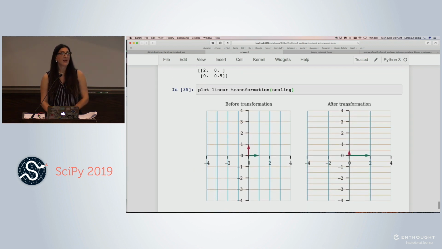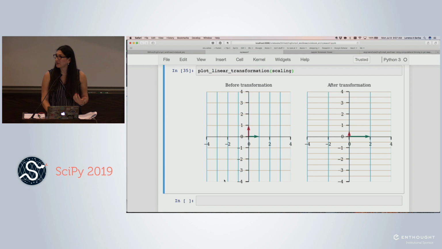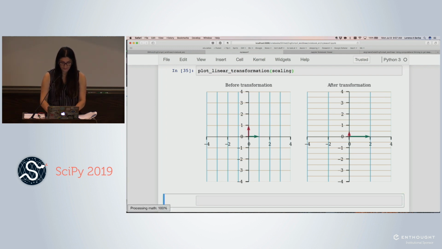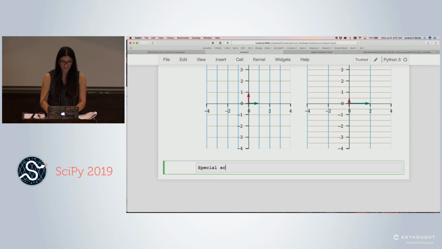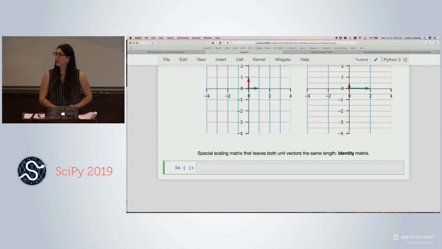And you can see that the i and j vectors only got scaled, and the vertical lines remain vertical, horizontal lines remain horizontal, but everything got stretched in one direction. Now, a special scaling matrix leaves both vectors in the same space, with the same length. That's a special one, and that's called the identity matrix. Okay? So if we multiply by the identity matrix, everything stays exactly the same.